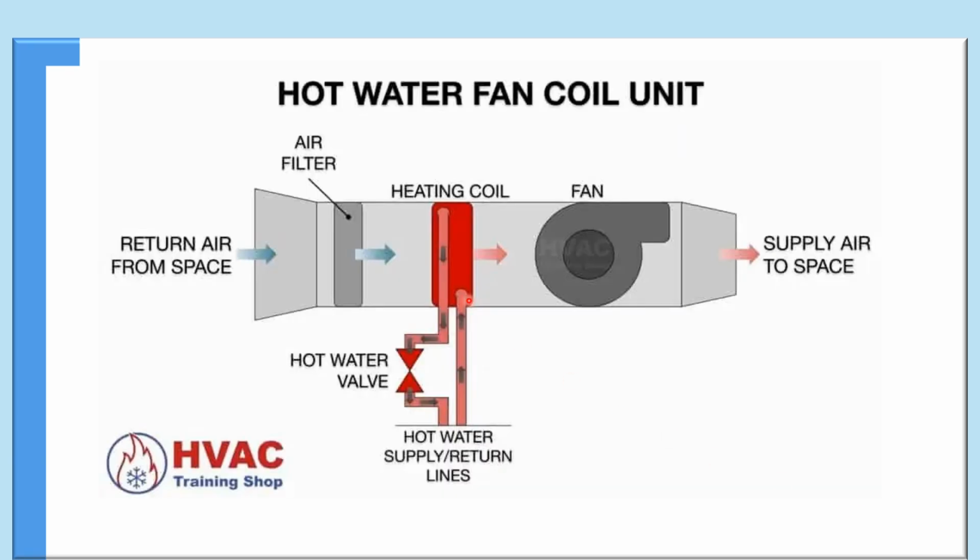This is an image of a typical fan-coil unit. So air enters the fan-coil unit from this part. It passes through the filter, which filters out all debris and particles from the air. It then passes through the coil. The coil can be a heating or a cooling coil. Here it's a heating coil. So the air that passes through it gets heated, and then the fan blows it back into the surrounding space.